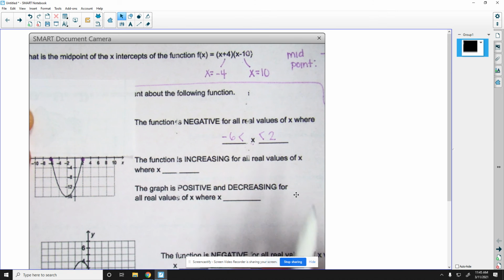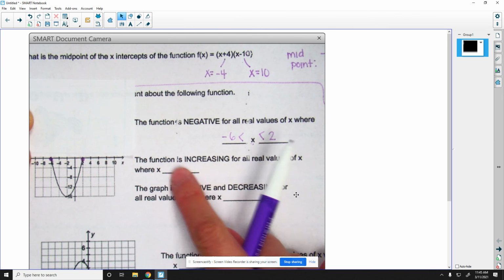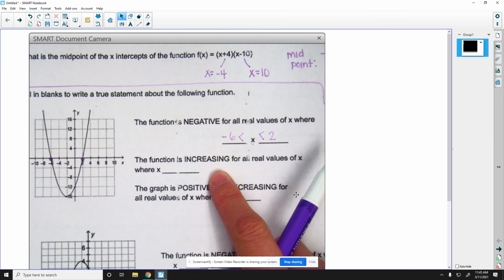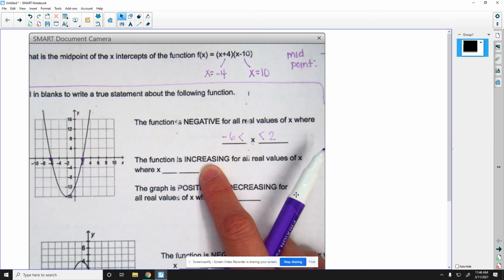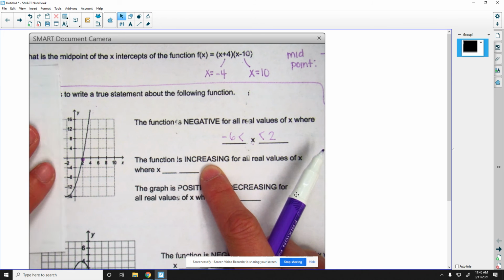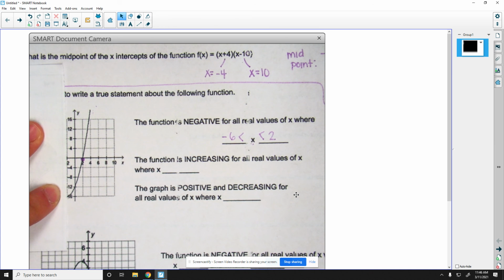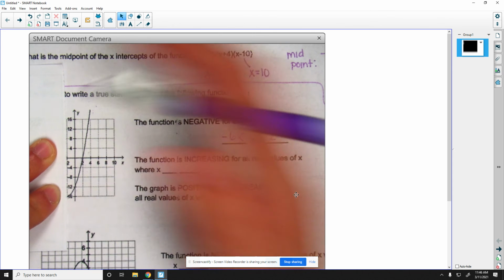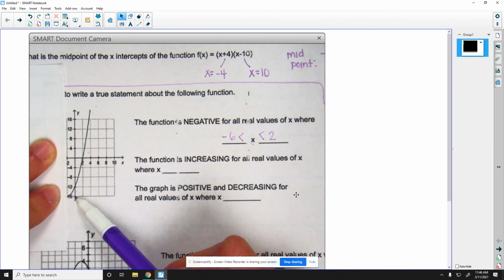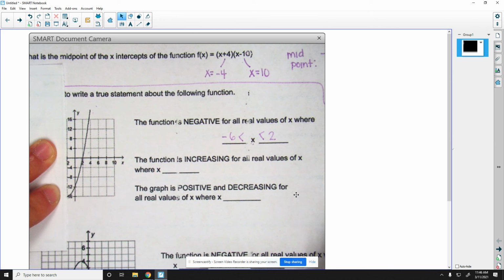Okay, so let's do the next one. The function is increasing. So I'm going to take my sticky note. If this were on my computer screen, now I would cover up the parts where it's not increasing. So it looks like it's increasing starting here, right? It's going from here to here. It's increasing. So the function is increasing for all real values of x where x is blah, blah, blah. So first of all, what number does it start at? Does it start at the -16, or does it start at the 2? -2, sorry.